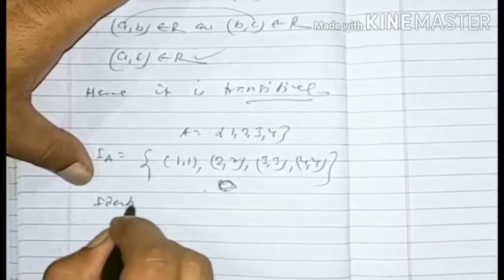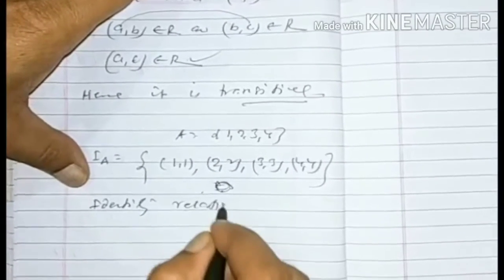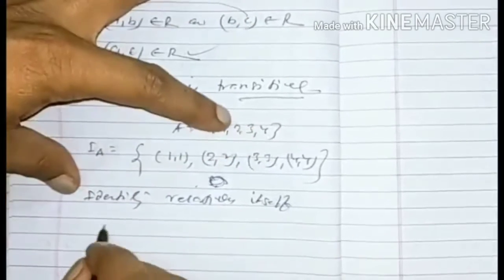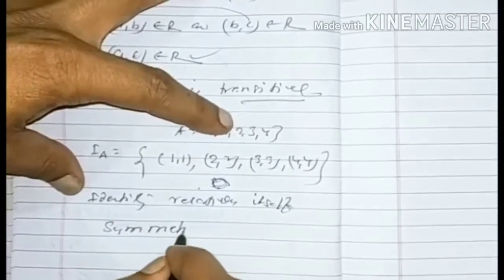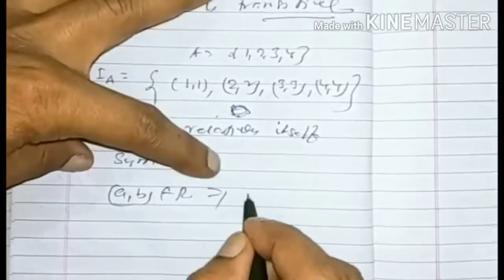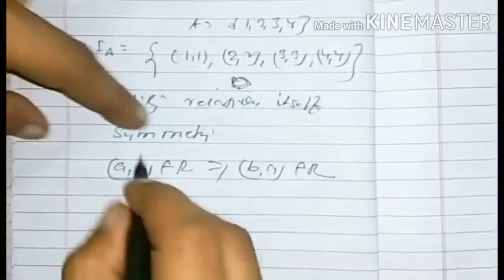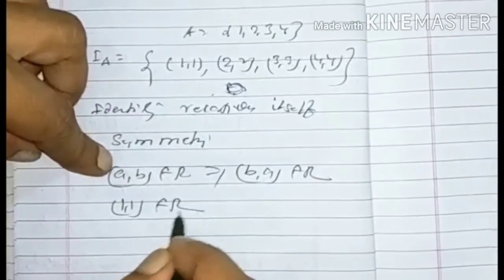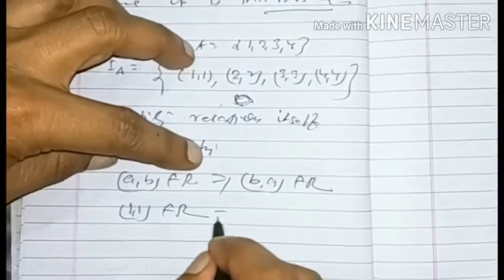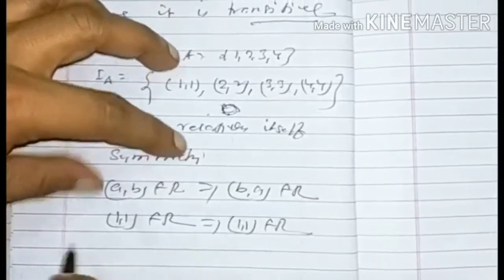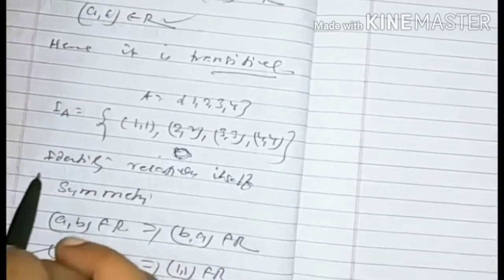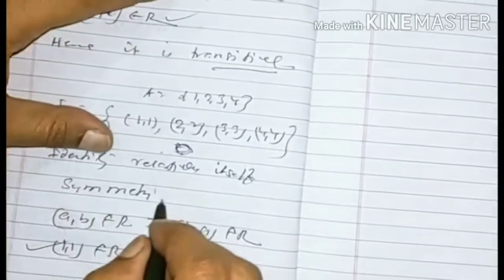Identity relation is itself symmetric. Since we know that for symmetry, (a, b) belongs to R implies (b, a) belongs to R. Here (1,1) belongs to R. After change of order we get also (1,1) belongs to R. This is the condition for symmetry. Hence we conclude that every identity relation is itself a symmetric relation.